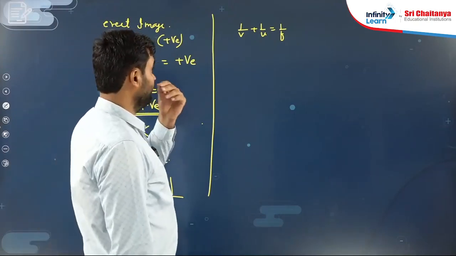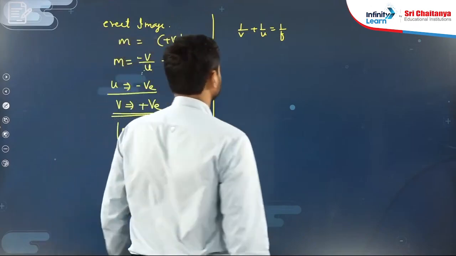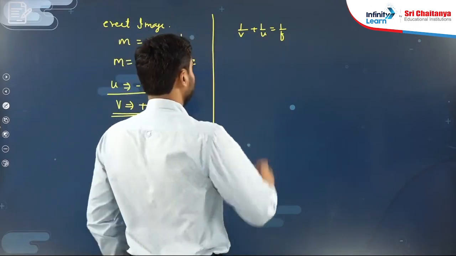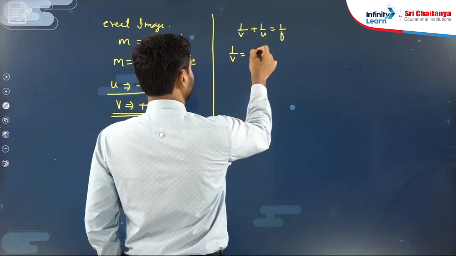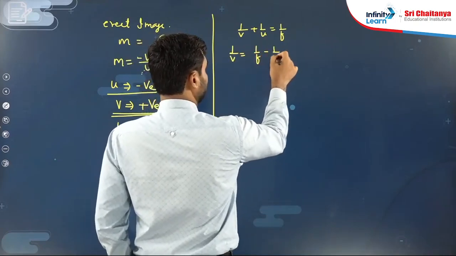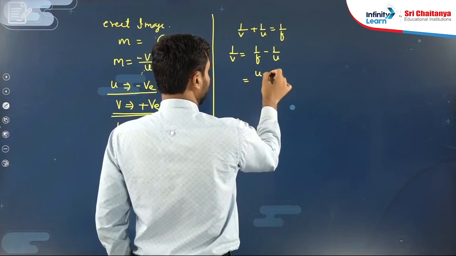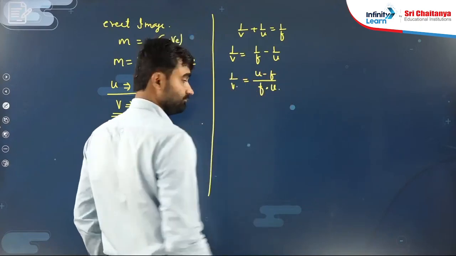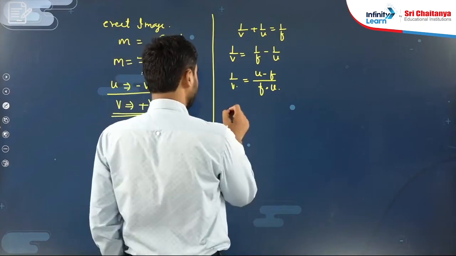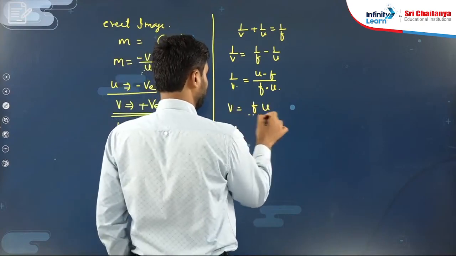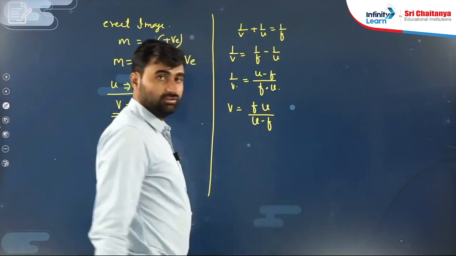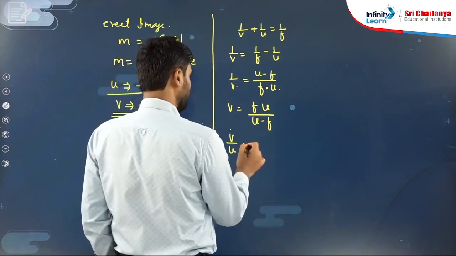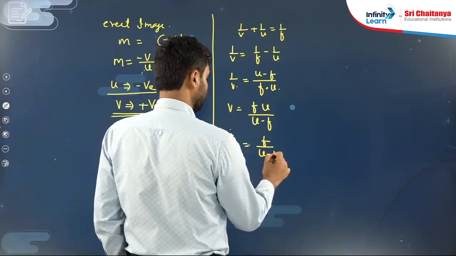So for which case is it possible, understand. Do one thing here. Transfer this 1 by u to this side. So it becomes 1 by v equals 1 by f minus 1 by u. Take the LCM: u minus f by f into u is 1 by v. Right? So v equals f u by u minus f. Now divide by u on this side. So v by u equals f by u minus f.